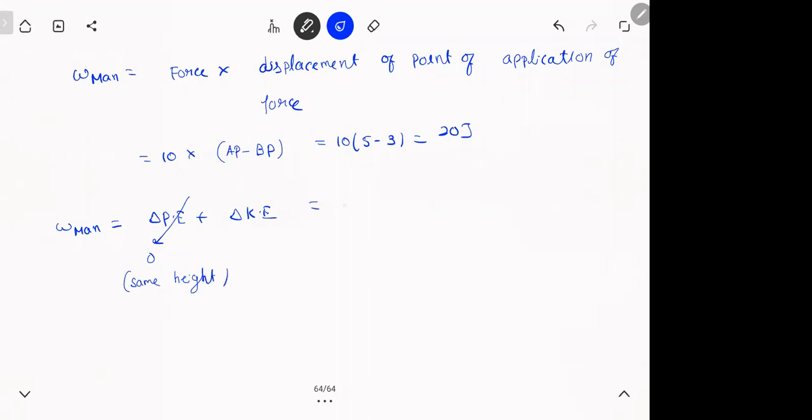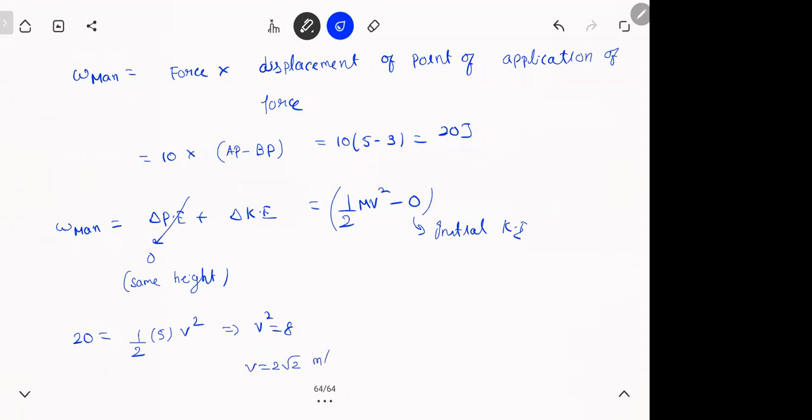What is change in kinetic energy? Final minus initial. Final is half mv square. Initial is 0 because initially block is at rest. So that comes out to be 20 is equal to half, mass is 5 kg, and v square. We get v square is equal to 8. So v is 2 √2 meters per second. There, that's the speed of your block. If you know how to calculate the work done, actually half the problem is over.